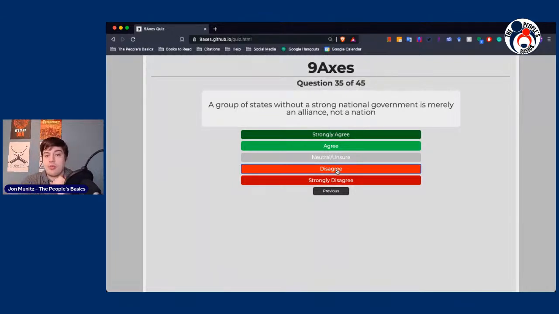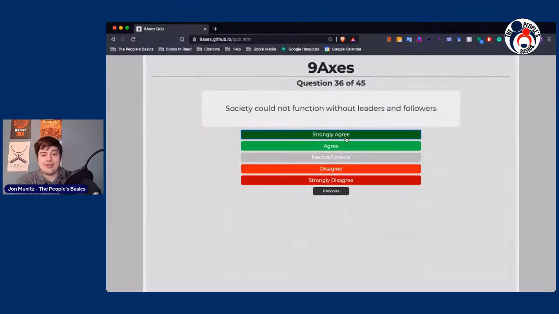A group of states without a strong national government is merely an alliance, not a nation. Yeah, at any point they could leave. If they're just working together, at any point they could stop working together. But without a government that supersedes them, they are just an alliance, not a nation. So strongly agree there.